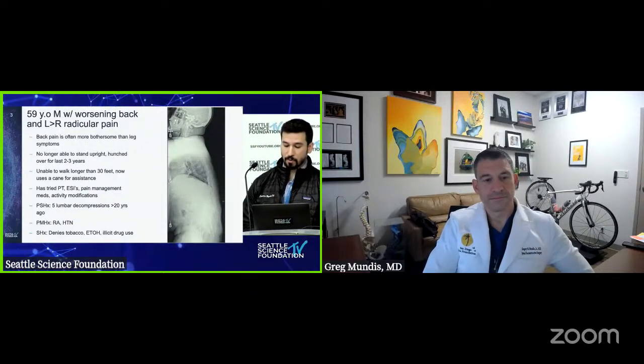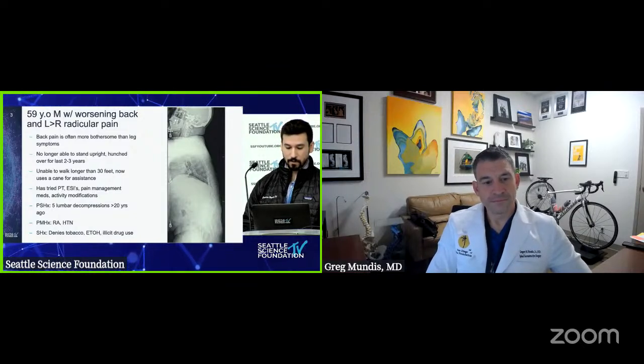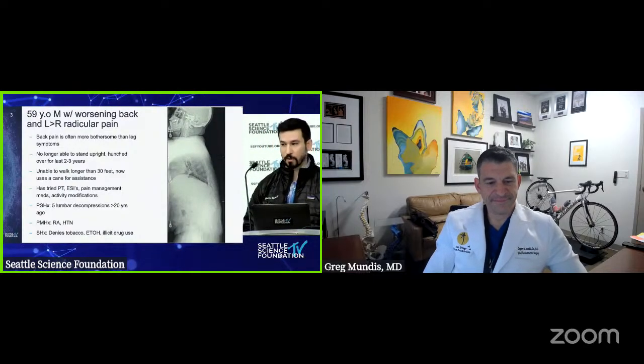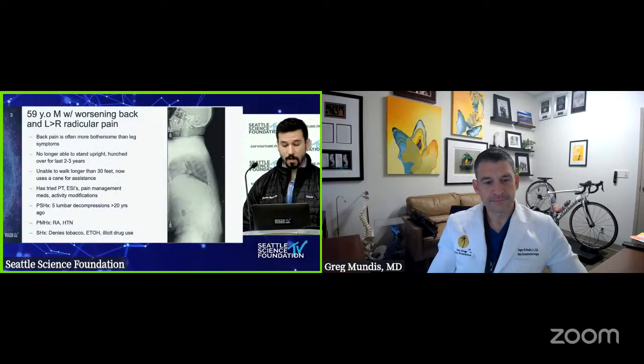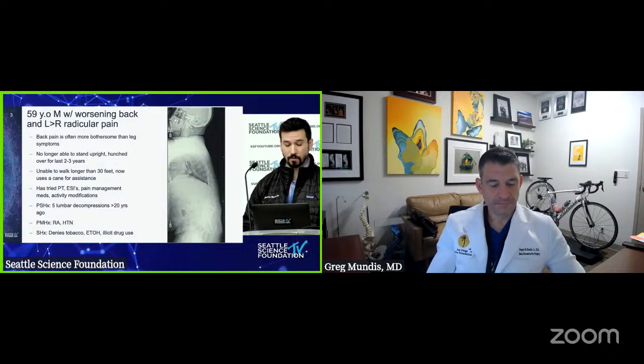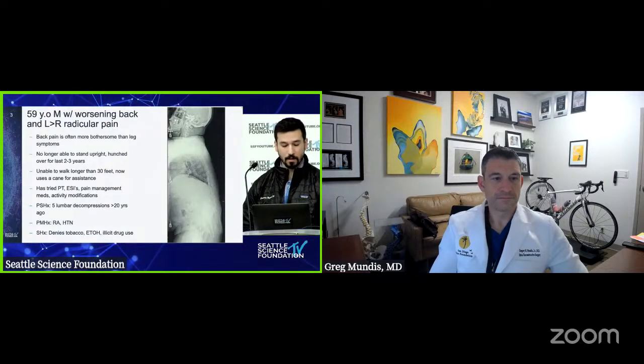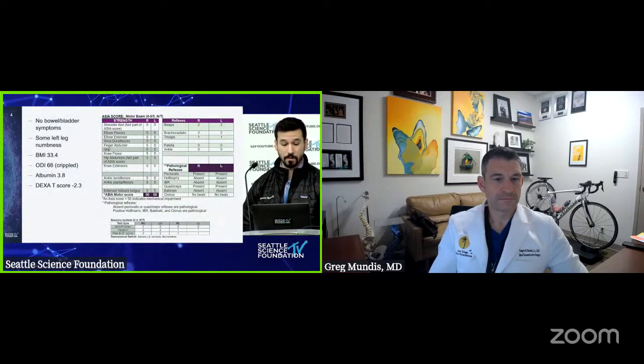He worked as a program manager for a nonprofit organization, but he's now on disability due to debilitating back pain. He's tried physical therapy, epidural steroid injections, pain management meds, Suboxone, and activity modifications up to this point. He has a past surgical history of 5 lumbar decompressions over 20 years ago, multiple microdiscectomies and laminectomies, and a past medical history of rheumatoid arthritis and high blood pressure. He takes an oral monoclonal antibody for the RA daily, and has non-relevant social history.